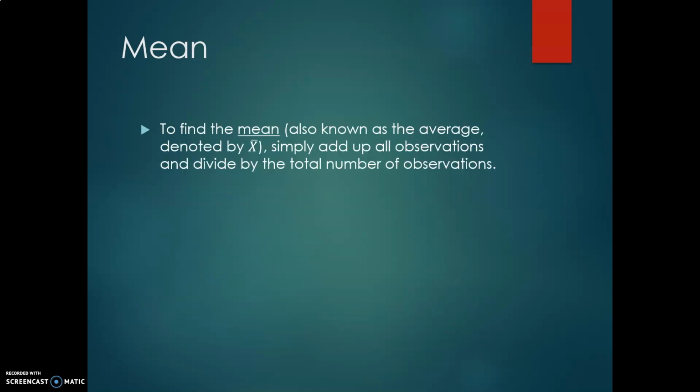So the mean, as you may remember learning in the past, is where you just take the average of all of the data. We simply add them up, divide by the number of observations, and that gives us our mean. Now that can be denoted with the x with just a little mark over top of it.